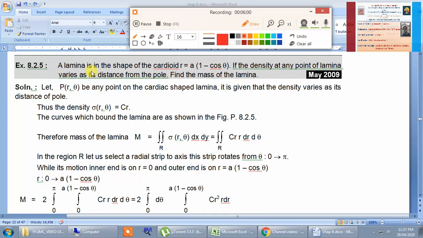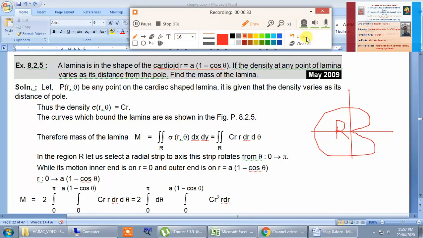Now the second problem deals with a polar curve. The question is the lamina is in the shape of a cardioid. Note that this cardioid is a leftward facing cardioid. Suppose that this is your initial line, a vertical line, and you have a leftward facing cardioid, which will be like this. So this whole region is the region of your lamina.